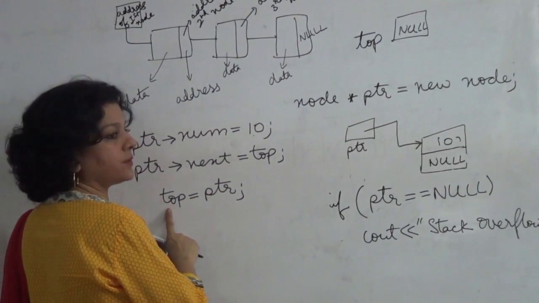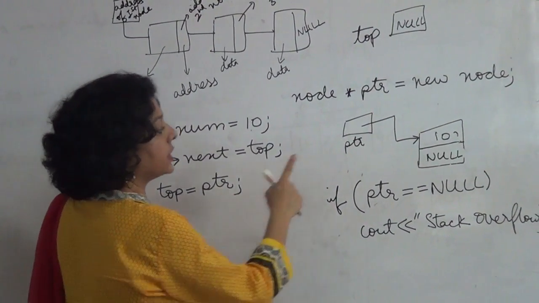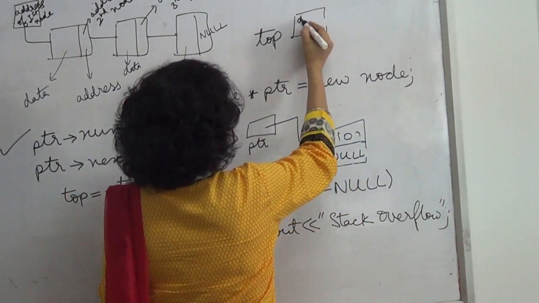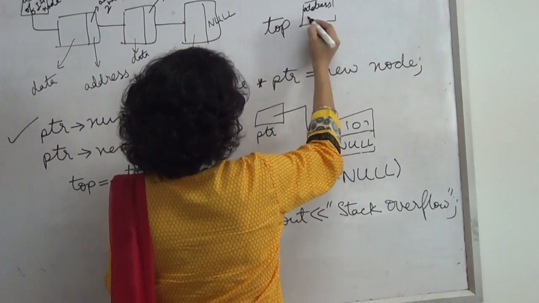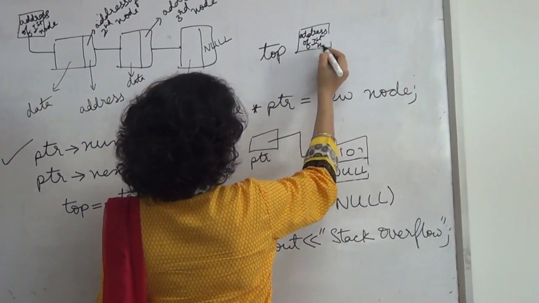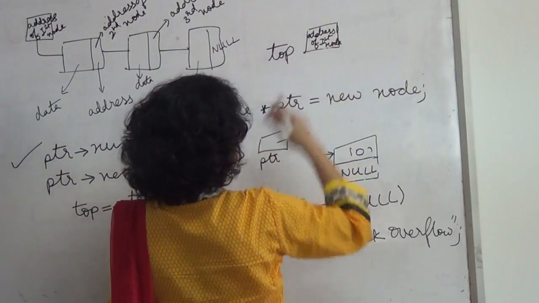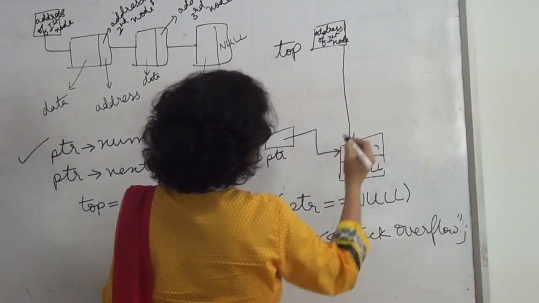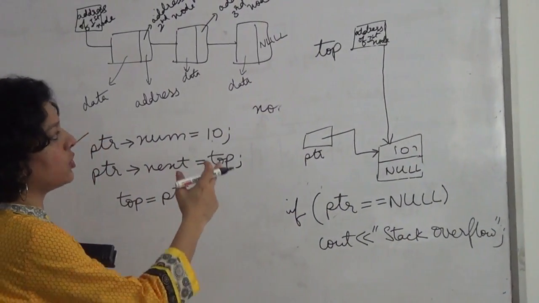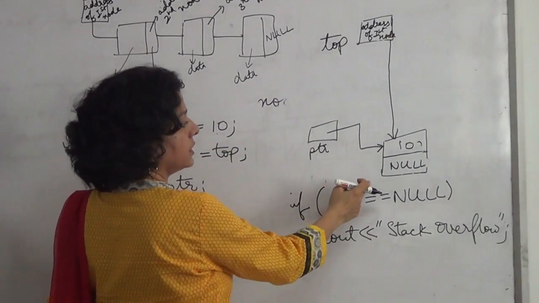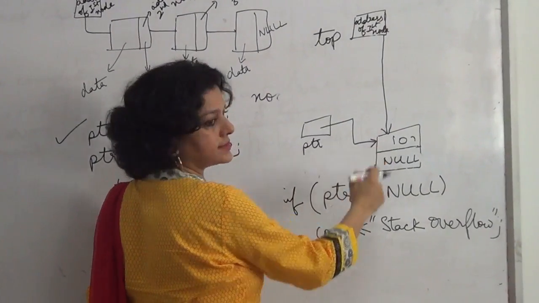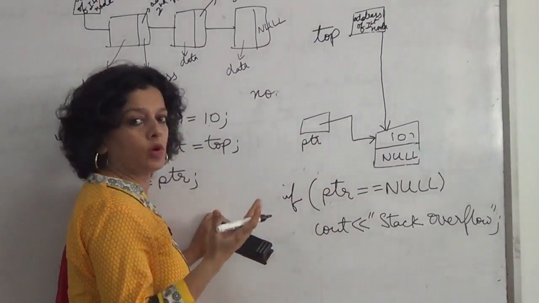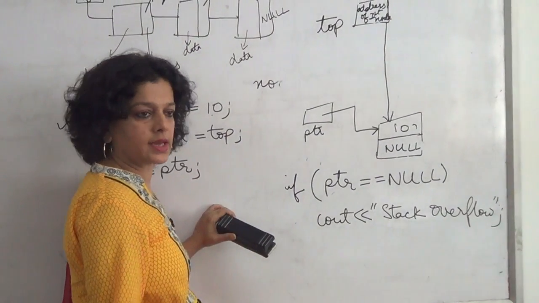Now when I say the statement top is equal to ptr, the address of this node will be stored in top. Address of first node. Which is indicated in the memory by this diagram. This shows that top is pointing to this node and the value stored in this node is 10. And the address part of this node is null, which indicates that there is no more node in the stack. There is only one node in the stack.